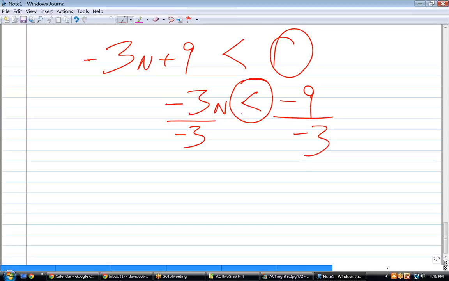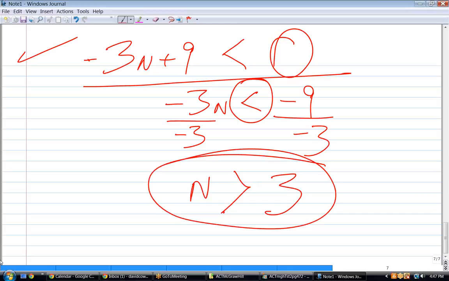In other words, the only difference between solving an inequality and solving an equation is the one caveat that when you're solving an inequality and you have to divide or multiply by a negative number, you have to switch the direction of the inequality. Since I'm dividing both sides by a negative number, I'm going to get n is now greater than plus 3. That would be the new answer.